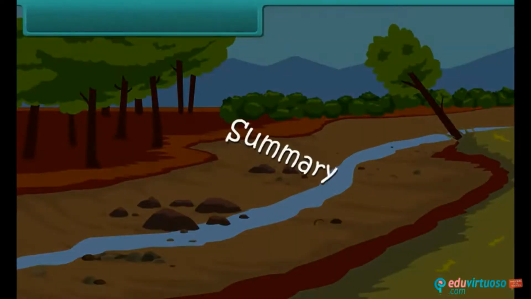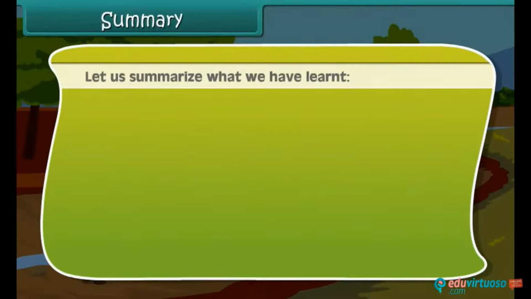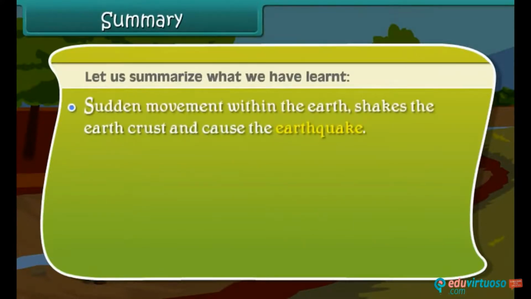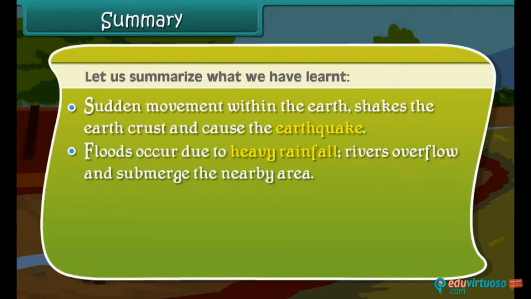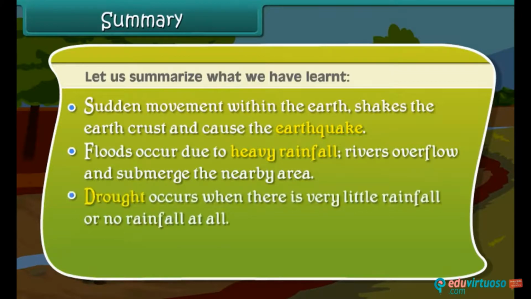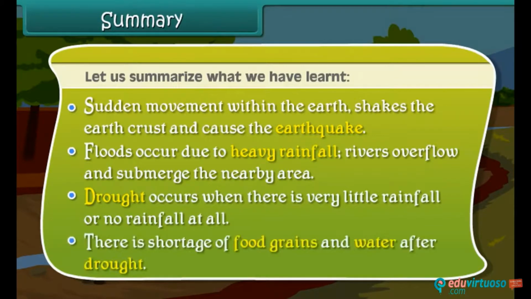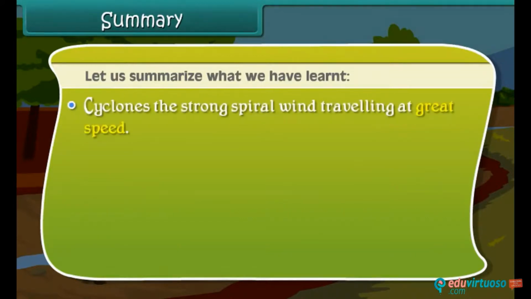Summary. Let us summarize what we have learned. Sudden movement within the earth shakes the earth's crust and causes the earthquake. Floods occur due to heavy rainfall. Rivers overflow and submerge the nearby area. Drought occurs when there is very little rainfall or no rainfall at all. There is shortage of food grains and water after drought.